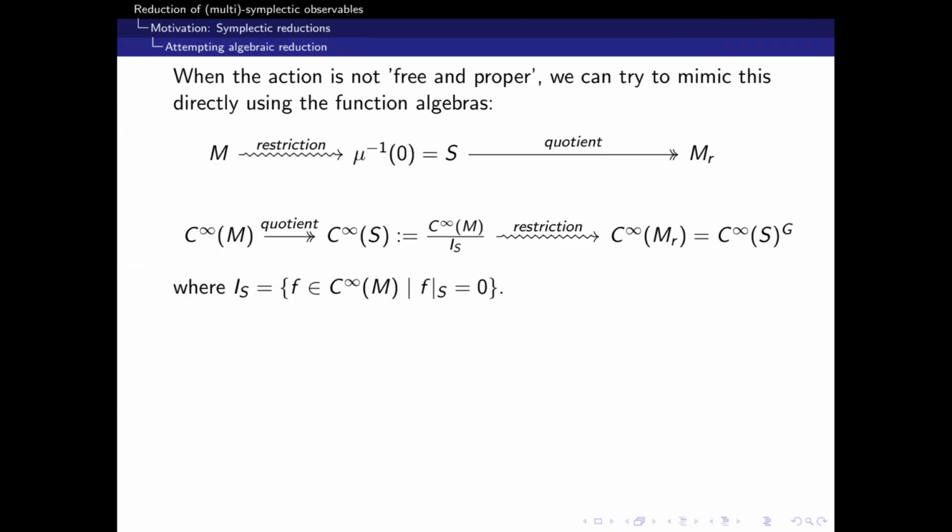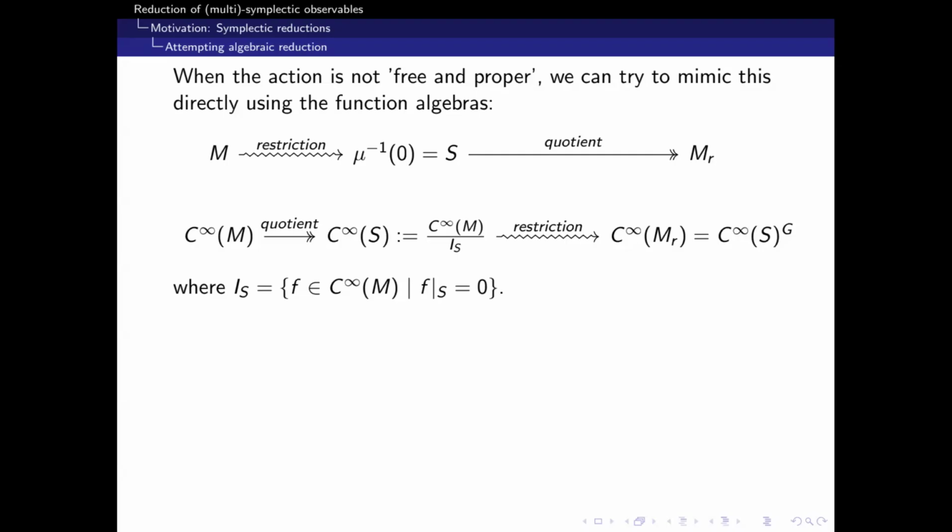Restricting to a subset is the same thing on the level of functions as just considering two functions equivalent if they're equal on the subset, which means that the difference is zero on the subset. So algebraically, it's dividing out an ideal in the algebra, the ideal of functions vanishing on the subset we are talking about. And then after that, doing the quotienting bit is actually the same thing as taking the invariants. So we take just the functions on this already quotiented space, which are invariant by the induced G action.